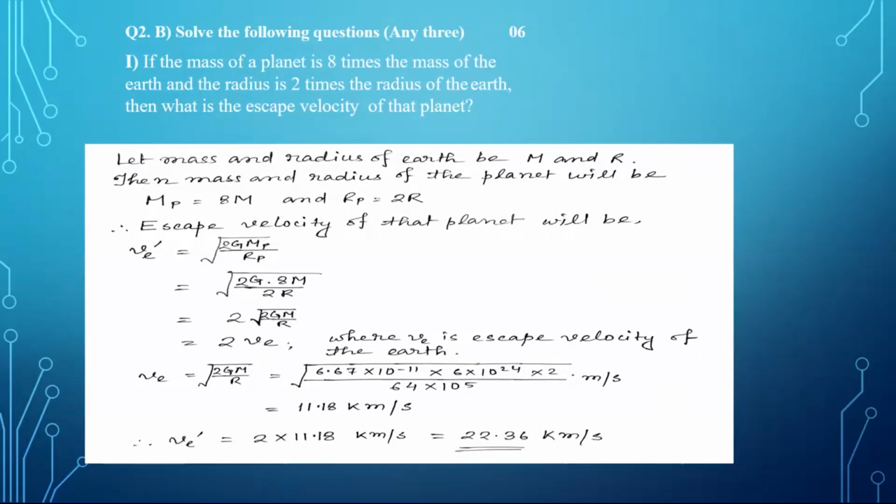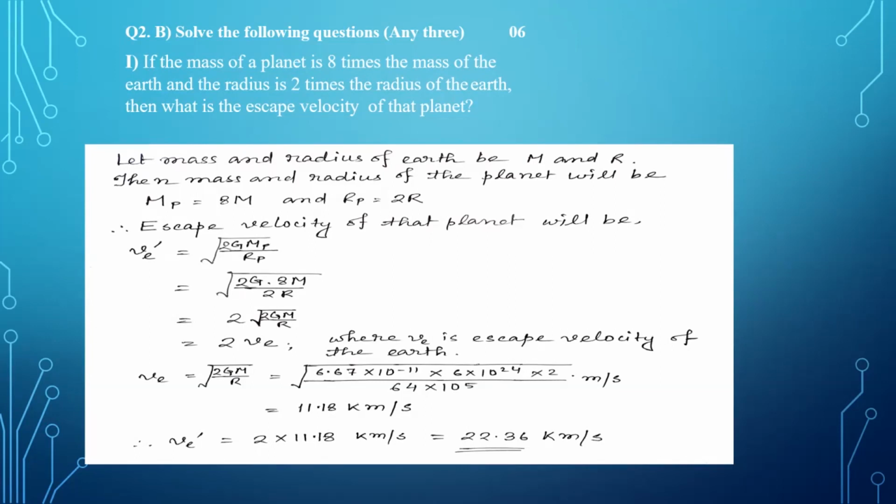Because, students, capital G value is 6.67 into 10 raised to minus 11, while the mass of the Earth is 6 into 10 raised to 24, multiplied by 2, divided by the radius of the Earth, which is 64 into 10 raised to 5. When we calculate it, what answer will we get? 11.2. Now the escape velocity of that planet is equal to twice the escape velocity of Earth.